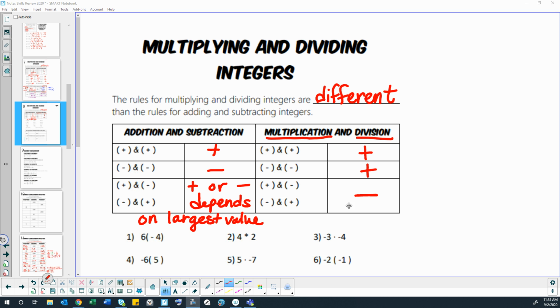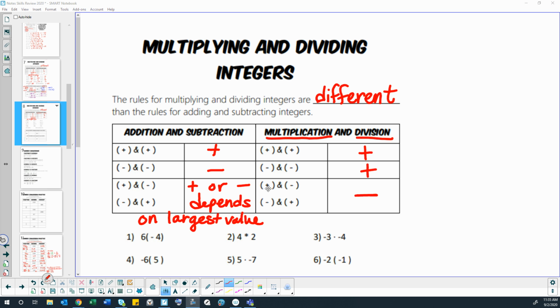Now that we're doing multiplication and division, things change. When we multiply two positives together, we have a positive. But when we multiply two negatives together, we also get a positive. It's like in English when we have two different words that both mean the opposite of something. Like if I were to say, I don't not like math, I have two negative words in there, don't and not. And together, technically, I'm saying I do like math.